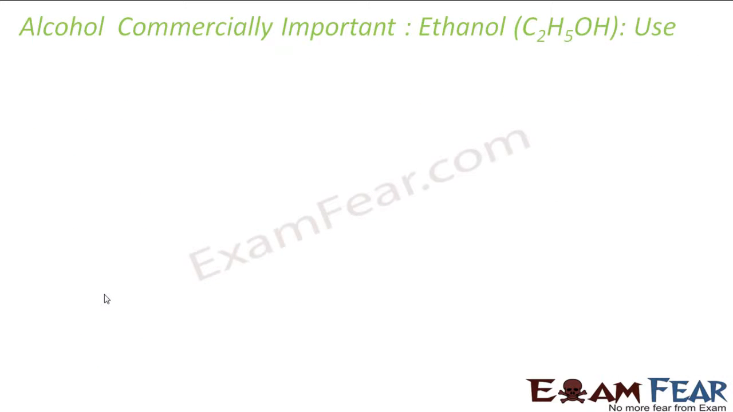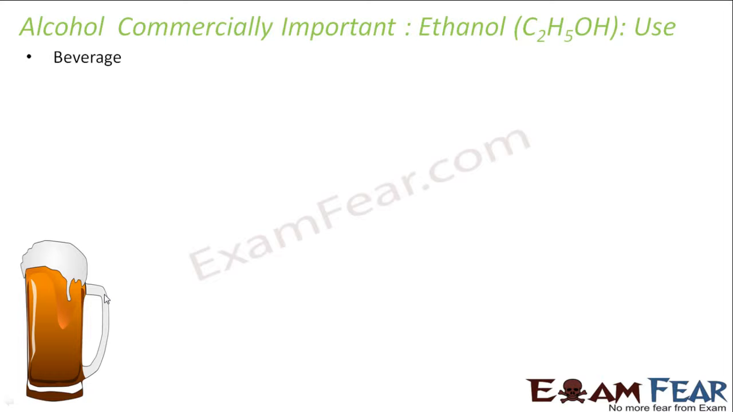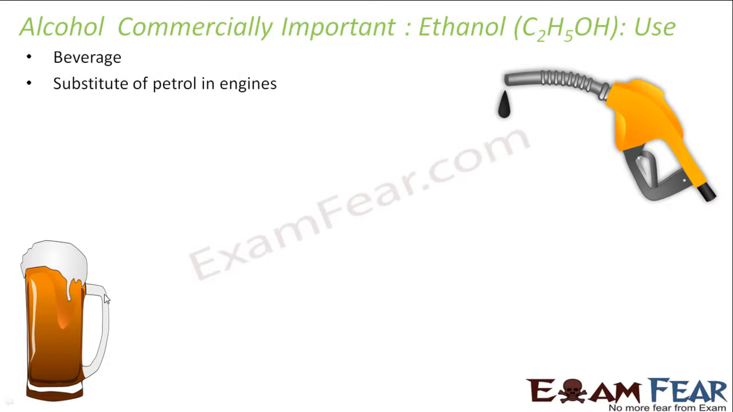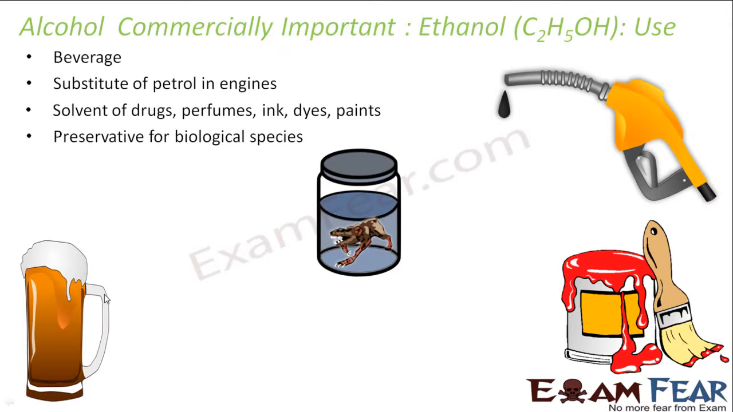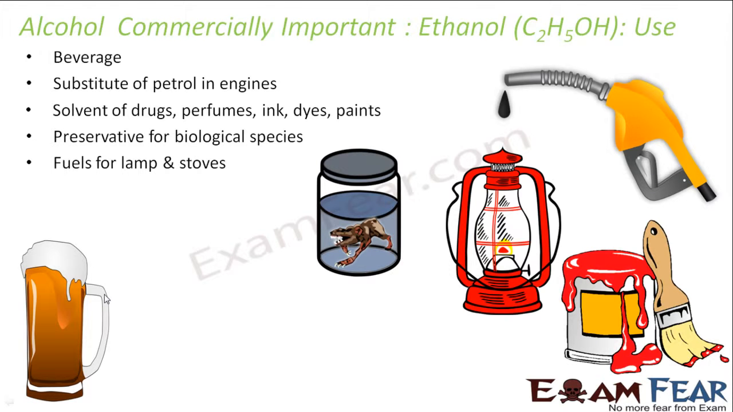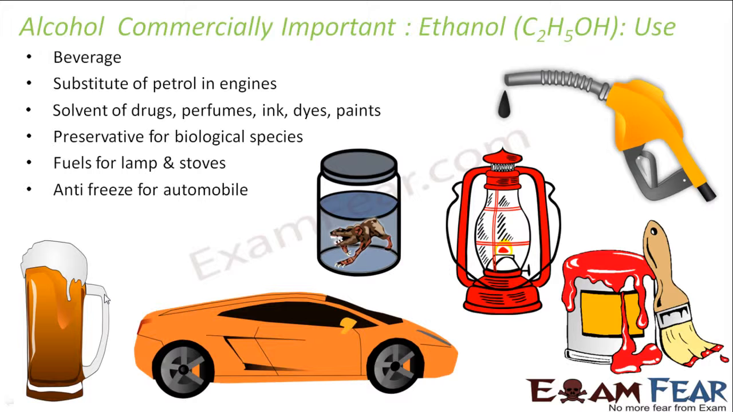The next important use of ethanol is as a beverage. As I told, the wines, if you see, are all beverages. It is used as a substitute for petrol in engines. Instead of petrol, you can use ethanol. Not directly, just don't go and use ethanol in your car instead of petrol, but it can be used. It is used as a solvent for dyes, inks, perfumes, etc. It is used to preserve biological species also. It is used as fuel for lamps and stoves. It is also used as antifreeze for automobiles. So these are the uses of ethanol.